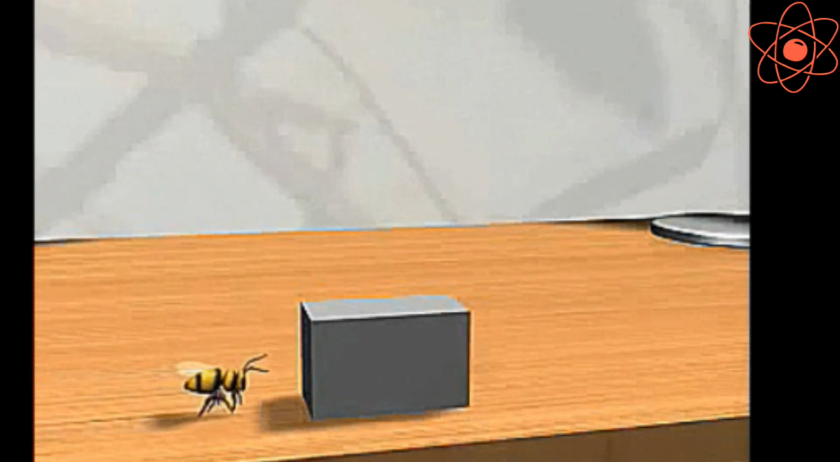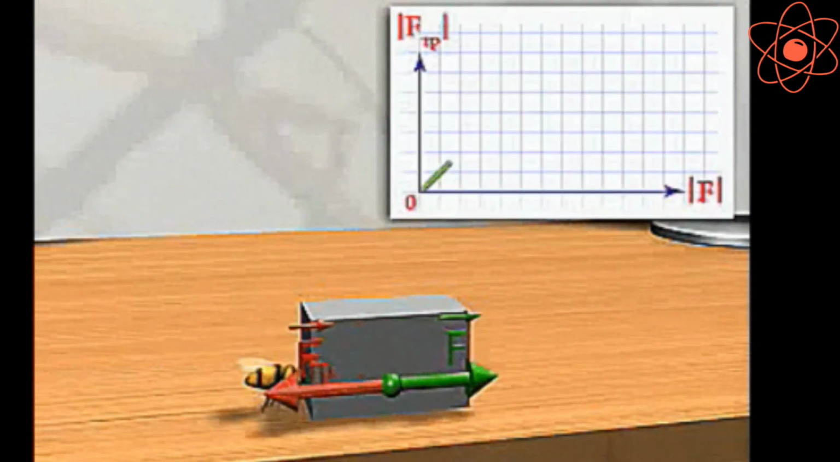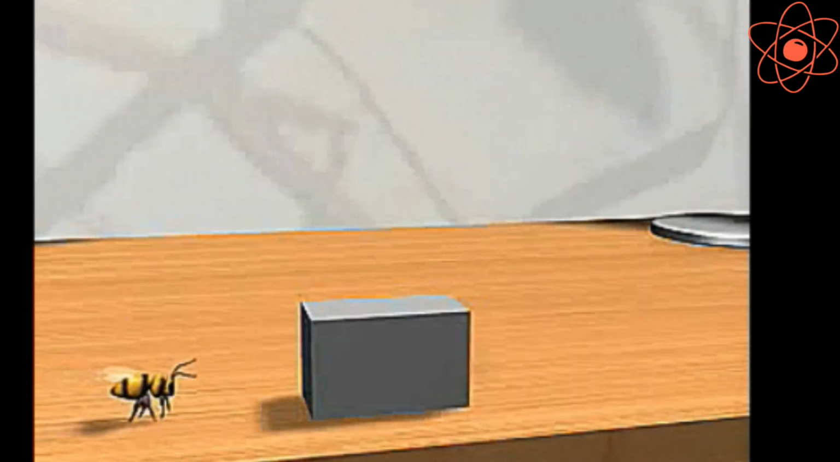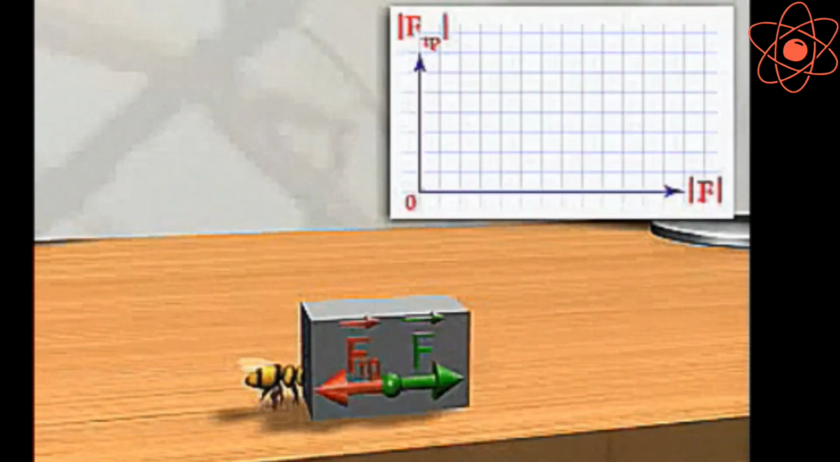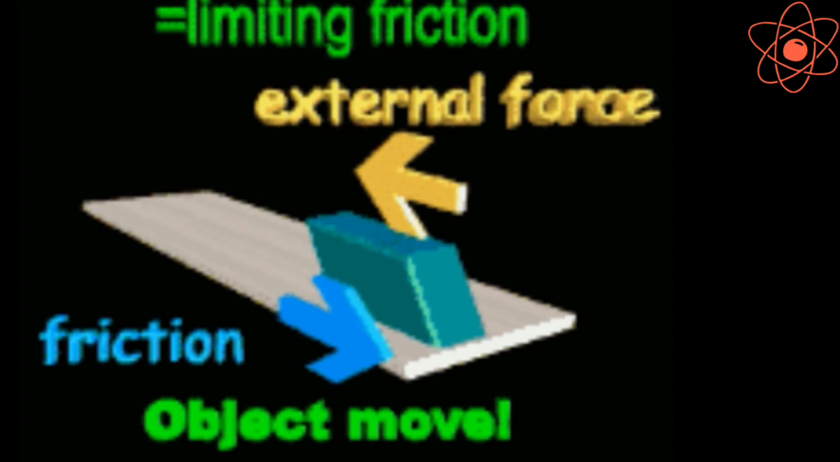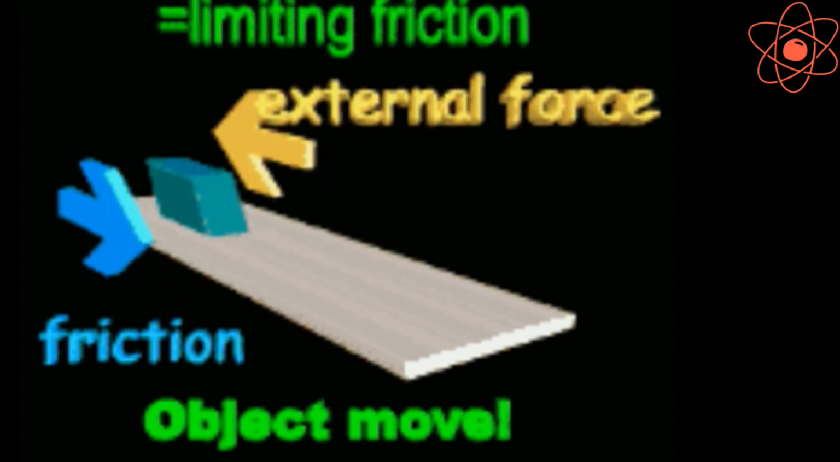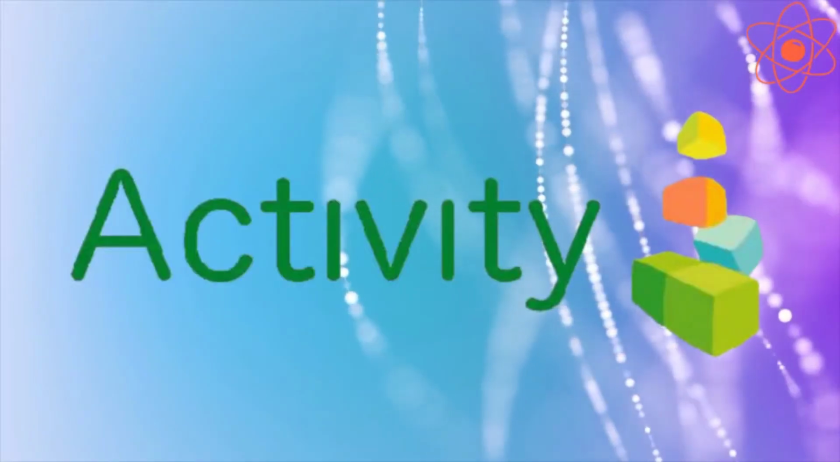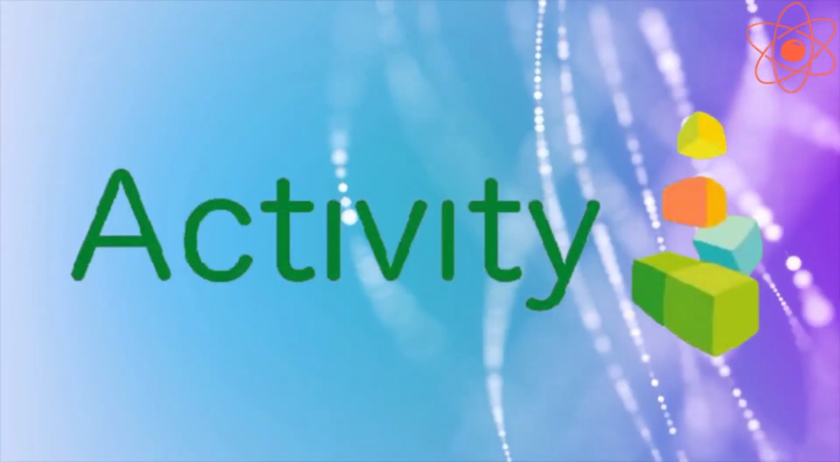When the force applied on the stationary object is gradually increased, a stage comes when the object just starts moving. The maximum force required to make the object move on the surface of another object is called limiting friction. Let us understand these with the help of an activity.